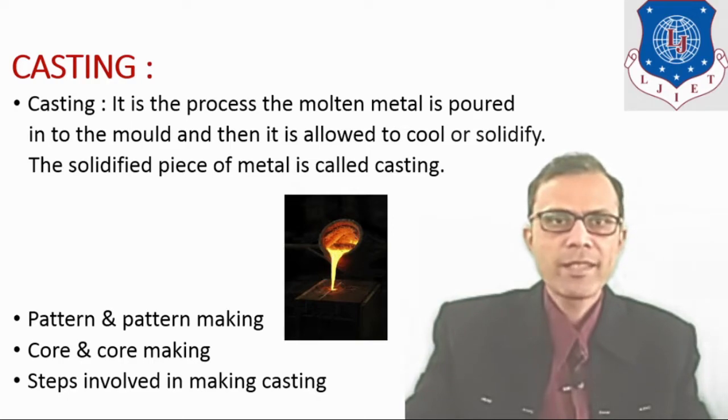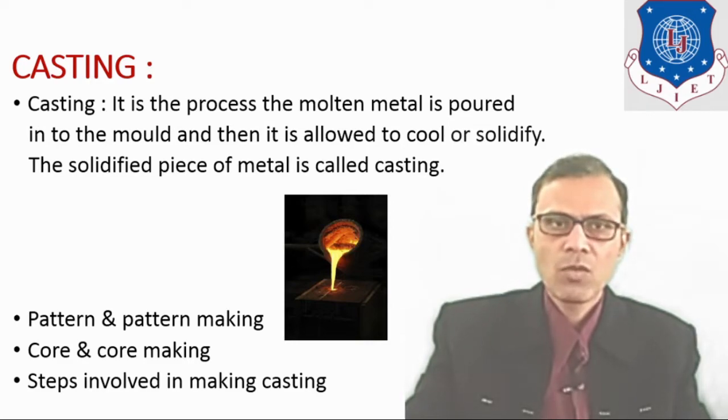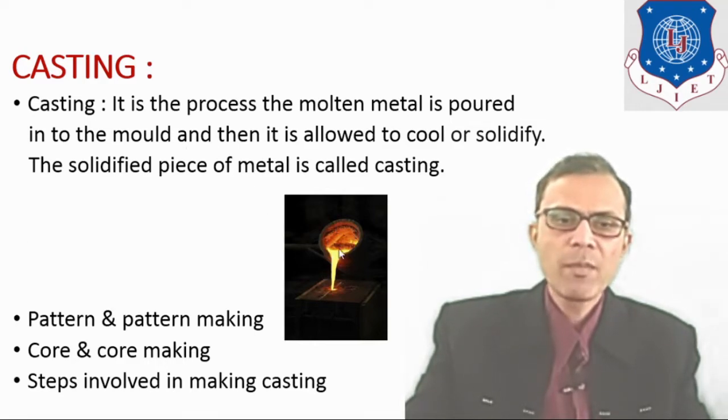Next chapter is casting. It is the only process wherein molten metal is used. So what is this process? Here, first of all, a pattern is prepared, and with the help of the pattern, a mold cavity is prepared, and in this mold cavity, molten metal is poured.